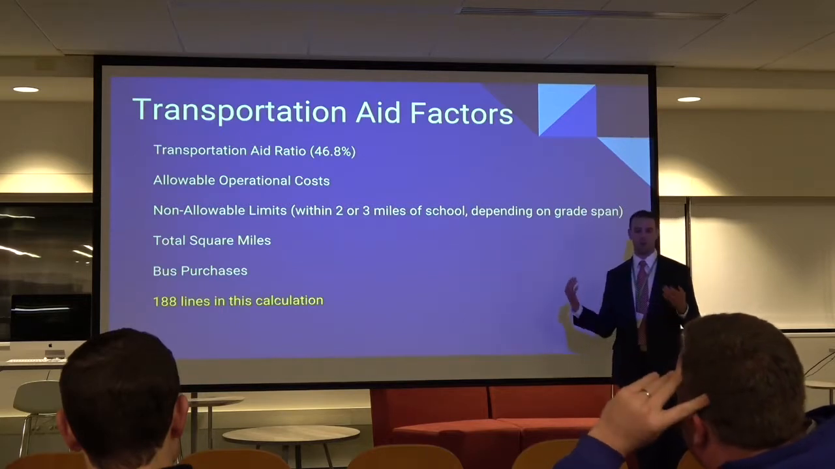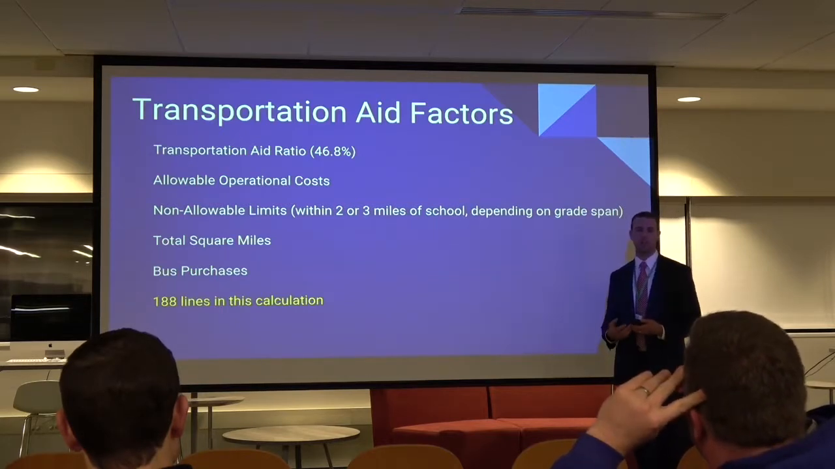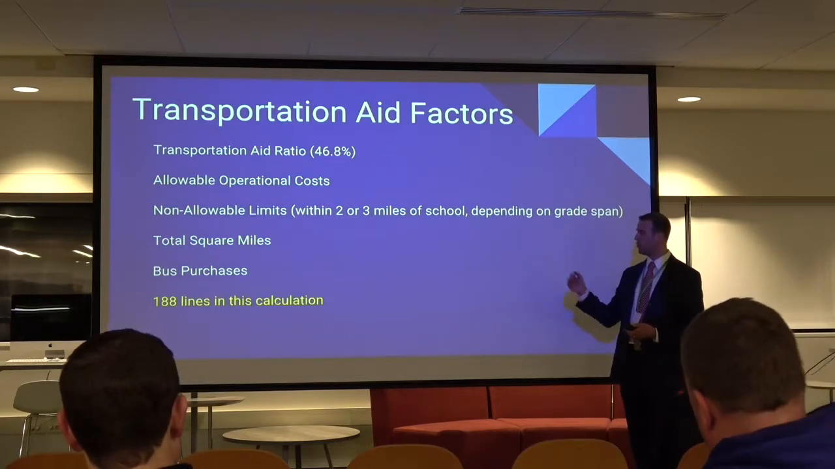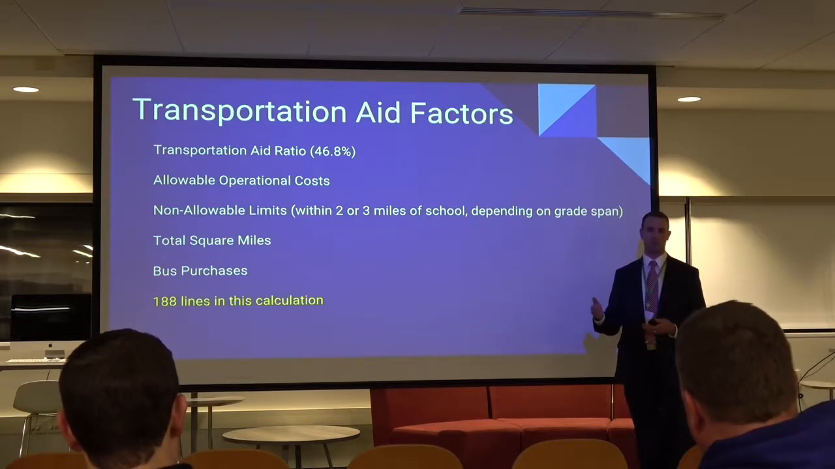The state's rules on transportation are that local school districts are not required to provide transportation for any students who reside within 2 miles of the school if they're in grades K through 8.